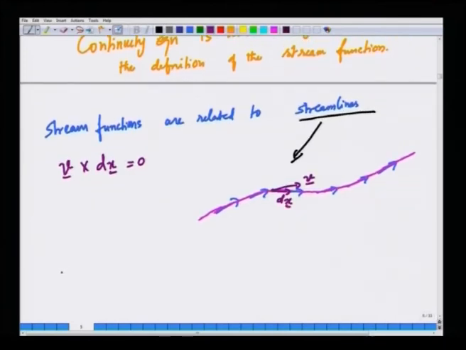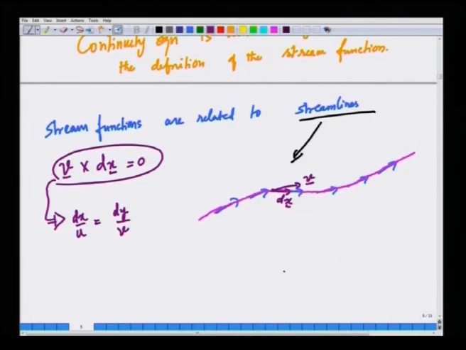Now, this gave rise to the condition that if v cross dx is 0, then we found that dx by u is dy by v. This is something that we derived by using the fact that there are two vectors, the velocity vector and the displacement vector along the streamline, and they are parallel. So, the cross product of these two vectors should be 0. That gave rise to this equation.